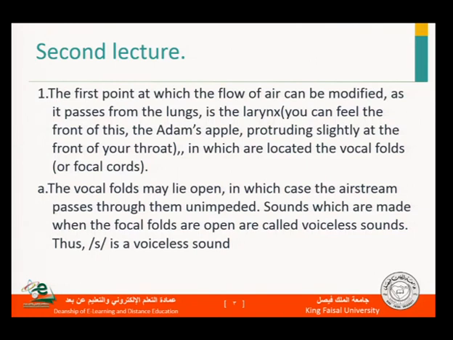Here in point A, we have given you an example of what we mean by voiceless sounds, which is the S. If I say S, this means that the vocal folds are apart from one another. They are not close. So the air passes easily, and as such we have what we call voiceless sounds, such as the S. You do not feel anything once you say an S.